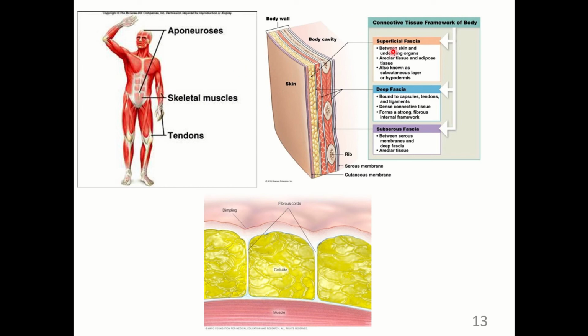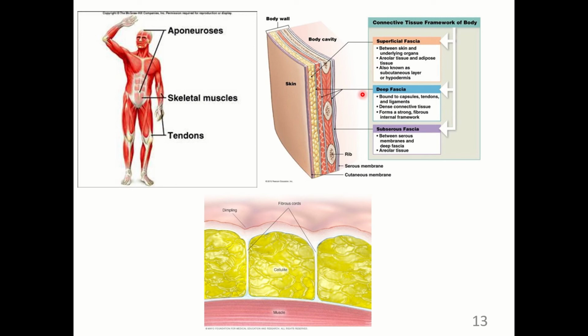This illustration is showing the superficial fascia as part of the hypodermis, or subcutaneous layer of the integument or skin. And it says it's found between skin and underlying organs. It's composed of areolar connective tissue and adipose connective tissue.